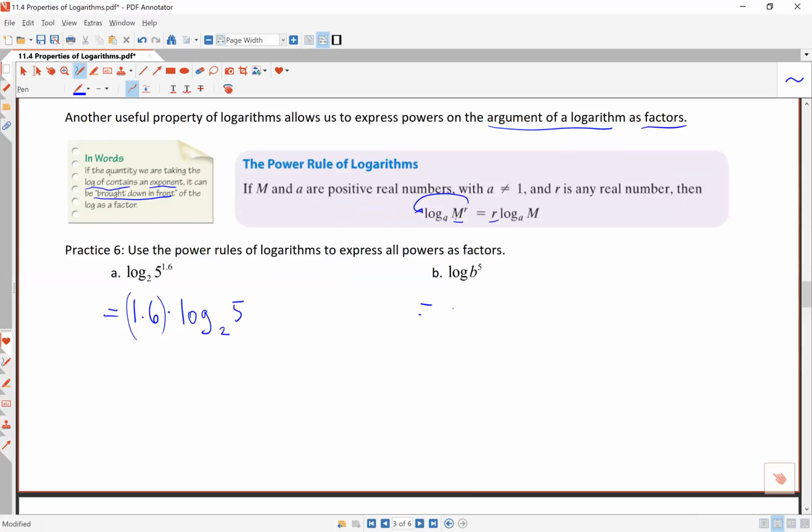Whereas the log of b to the 5th, remember this is the log base 10 of b to the 5th, and the 5 comes down in front, which gives us log base 10 of b. We like to omit the base of 10 when we can, so we just write 5 log b.